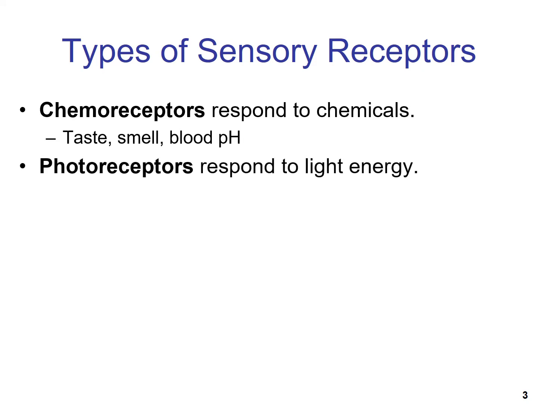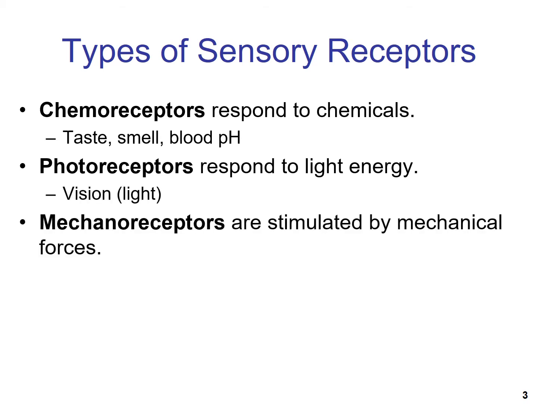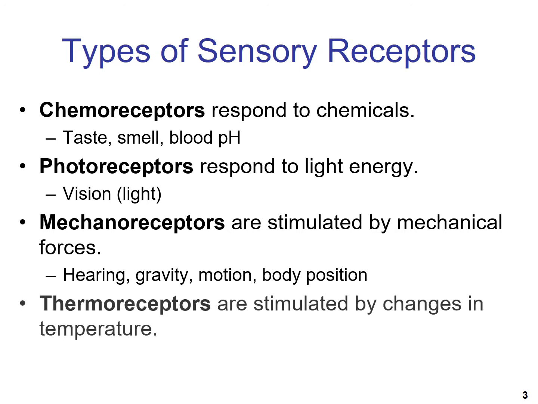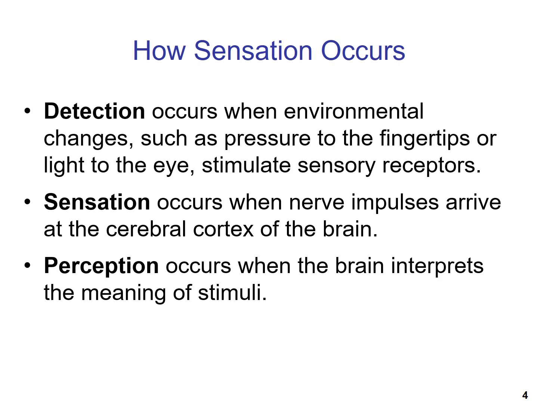Photoreceptors respond to light energy, and this, of course, is going to be from outside the body. You're not going to generate any light inside your body. And this would be vision. Mechanoreceptors are stimulated by mechanical forces. So this would be hearing, gravity, motion, body position. Generally, mechanoreceptors are stimulated by some sort of stretch or movement. Thermoreceptors are stimulated by changes in temperature, and so these are going to be, again, both external and internal. So they are located in the hypothalamus and in the skin.